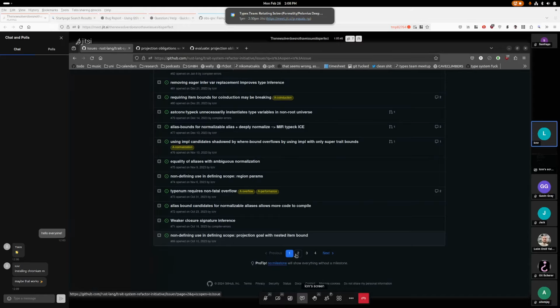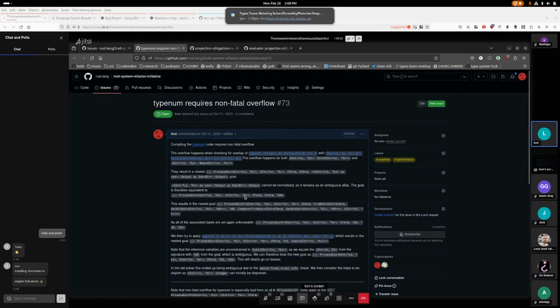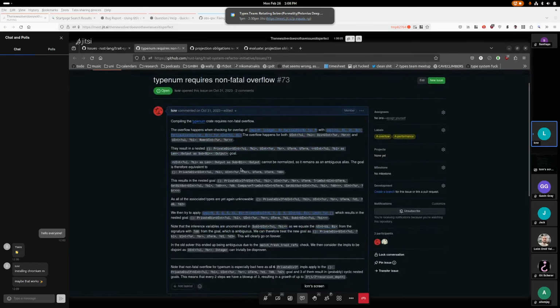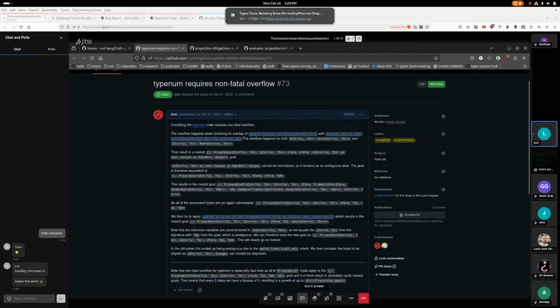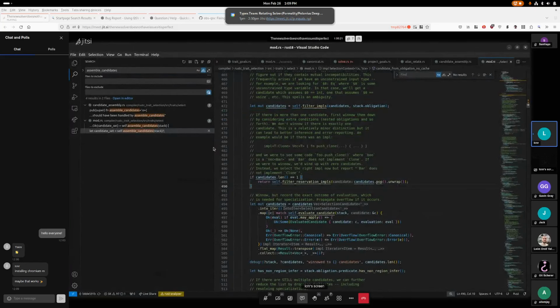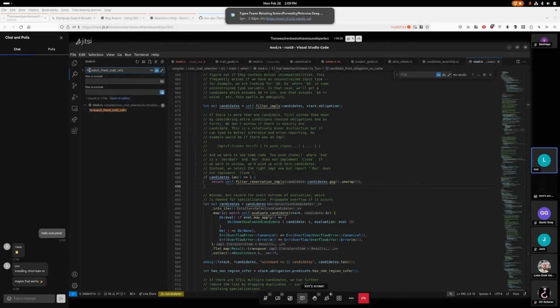And also, the old solver had some issues, for example issue 73 in the trait-system-refactor-initiative repo, where we actually get more overflow, both when normalizing and when proving trait goals, because we removed some hack in the old solver.